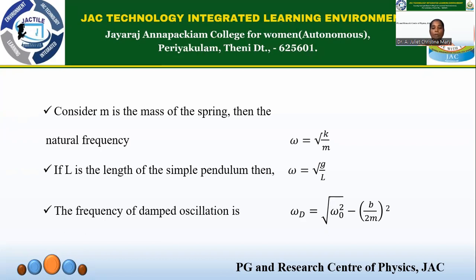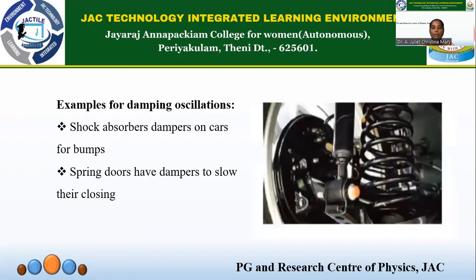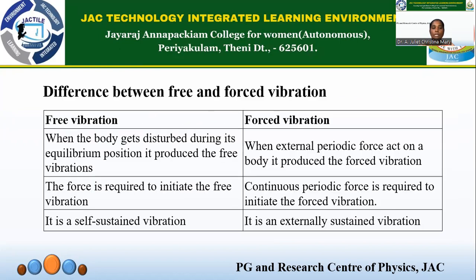Now the simple pendulum is slightly oscillated. At a particular time, the oscillation will be damped. Then the damped oscillation frequency will be denoted as omega D, which is equivalent to the root of omega naught square minus b by 2m the whole square. Some examples of damped oscillations are shock absorber dampers on cars, pumps, and another one is spring doors, which have dampers to slow their closing.